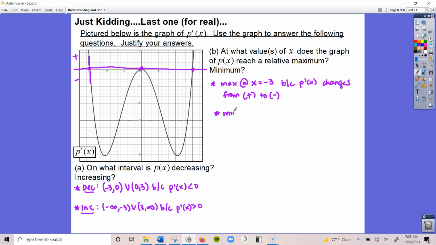Now we have a minimum when the derivative changes from negative to positive, which means it crosses the x-axis from below to above, which occurs here. So there is a minimum at x is equal to 3 because p prime of x changes from negative to positive.